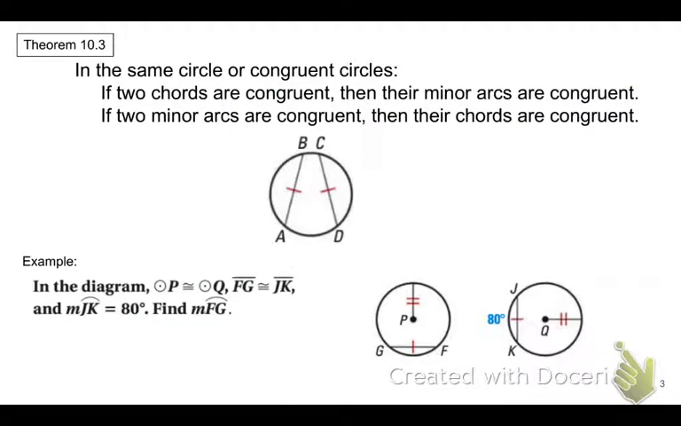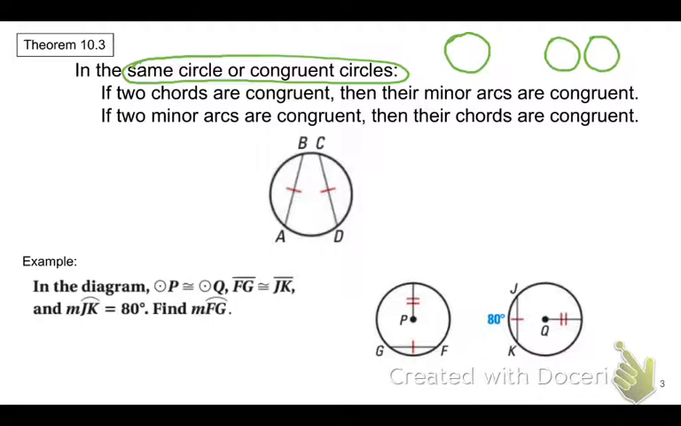Here's our first theorem. Now, the theorems in this section we have to read a little bit carefully. So, let's read this first section. In the same circle or congruent circles. So this theorem is going to work whether you have the same circle, or you have 2 circles that are congruent. And the theorem will work both ways.